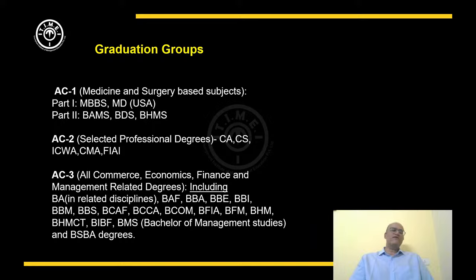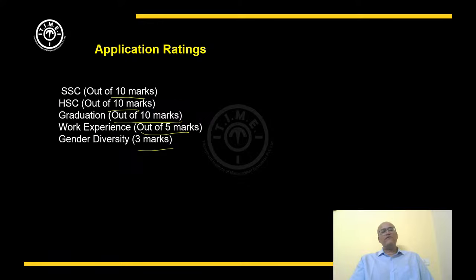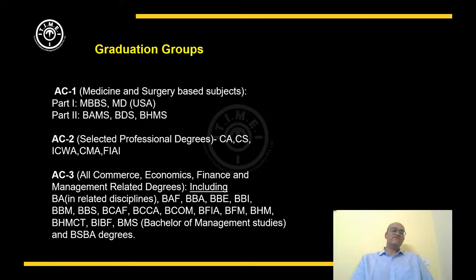Now, one more thing you have to understand. I have told you that application rating score and CAT score are the two aspects of consideration. But what you need to understand is everybody will not end up competing with everybody else. What IIM Ahmedabad does is they want diversity. So they have classified all the applicants as per their graduation background under various groups. Let's call them graduation groups. Now, what are the graduation groups that they have decided?